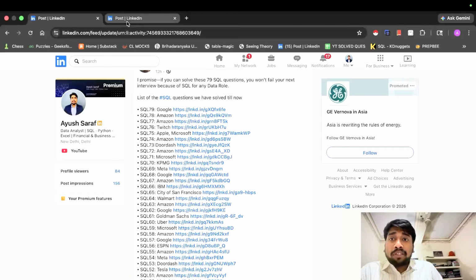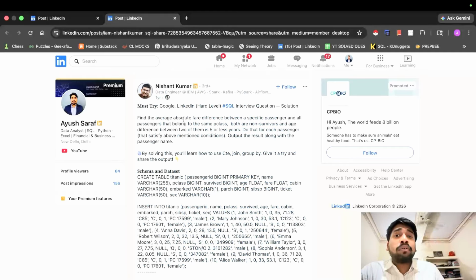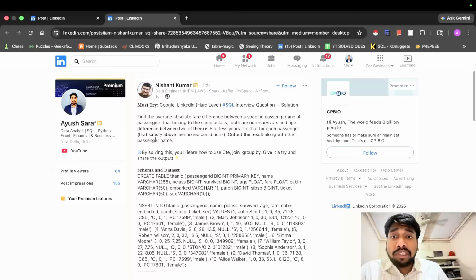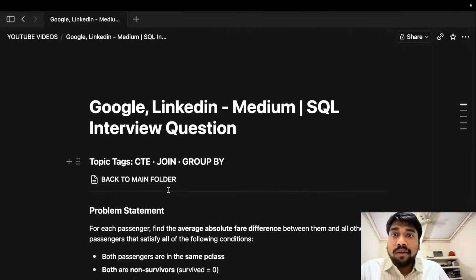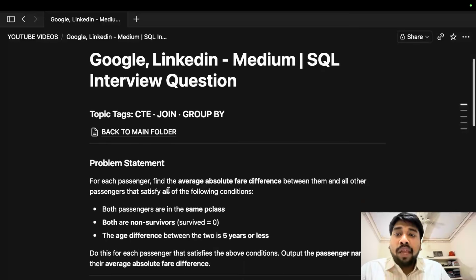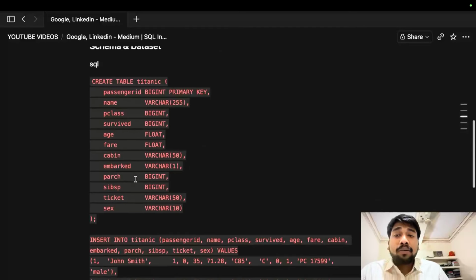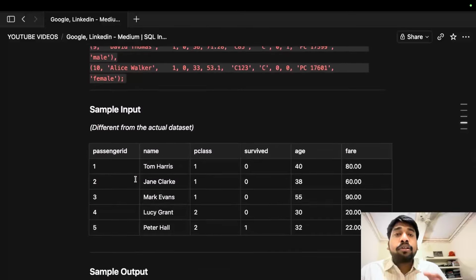I've opened this question here, and this question was asked in Google and LinkedIn as well. This is the question with the schema and dataset. I have put this question, the schema and the dataset in a better format on my Notion template, so let's bounce there to check what the question is. This is the problem statement and the create and insert statements. I will explain it to you in just a while.